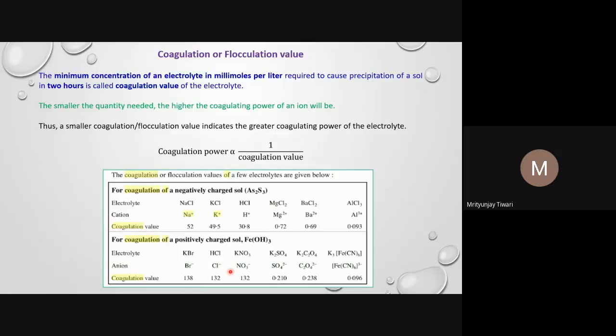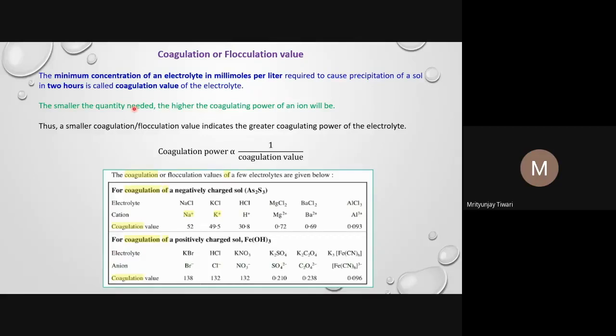Let us now see coagulation or flocculation values. The minimum concentration of an electrolyte, in millimoles per liter, required to cause precipitation of a sol in 2 hours is called the coagulation value of the electrolyte. So what is the coagulation value or the flocculation value of an electrolyte? It's the minimum concentration of an electrolyte in millimoles per liter that is required for the coagulation of a sol in 2 hours.